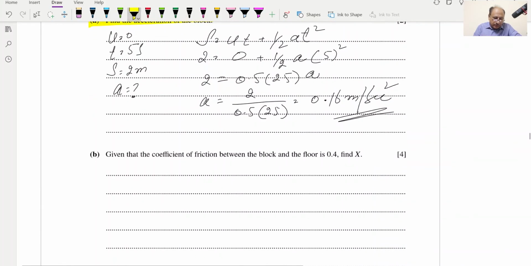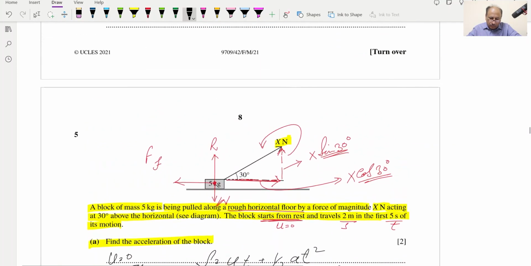Now for part B, given that the coefficient of friction between the block and the floor is 0.4, find x. The coefficient of friction is represented by mu, so mu is 0.4, and this is a 4-mark question which we have to solve. We can write down the data given, mu is equal to 0.4, and now we can resolve the forces along the x-axis and y-axis. What will be the forces along the y-axis?